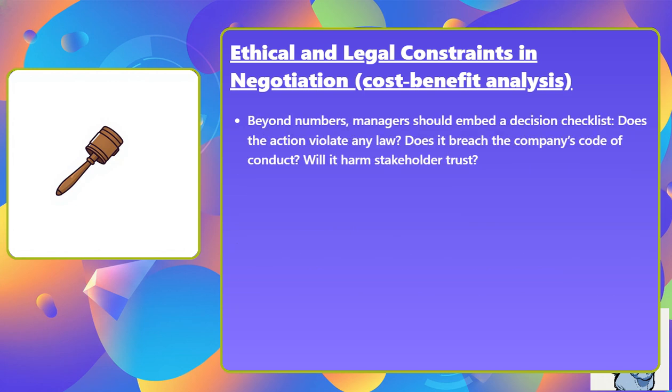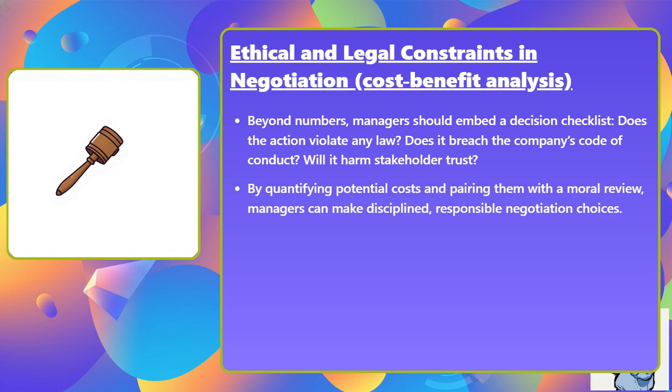Beyond numbers, managers should embed a decision checklist. Does the action violate any law? Does it breach the company's code of conduct? Will it harm stakeholder trust? By quantifying potential costs and pairing them with a moral review, managers can make disciplined, responsible negotiation choices.